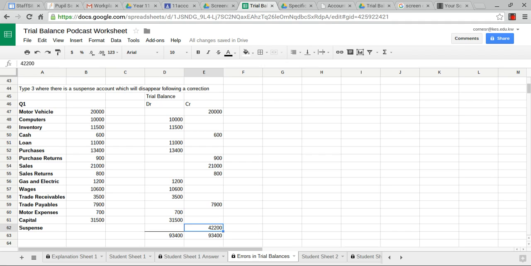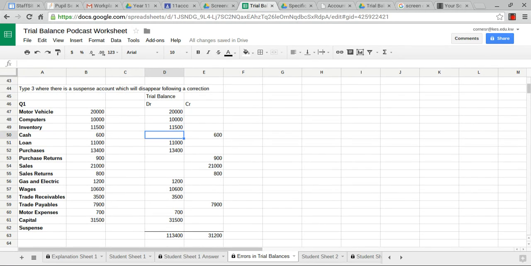So if you look now, if I take that 42,200 in the suspense account away, we find that the debit side is much bigger than the credit side. And if you've got a suspense account, normally, if we do all the corrections, what should happen is the accounts should balance. Okay, we've had this one before. The motor vehicle should be a debit. So hopefully we all know now that that's a non-current asset and should be on the debit side.